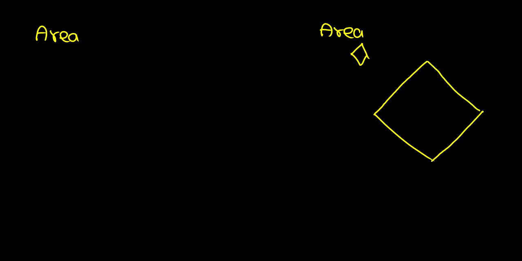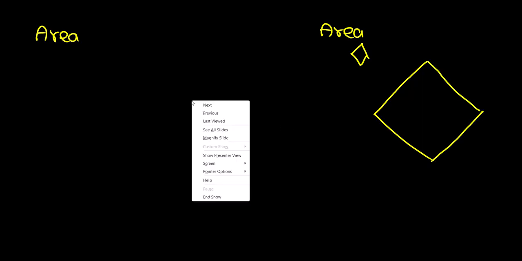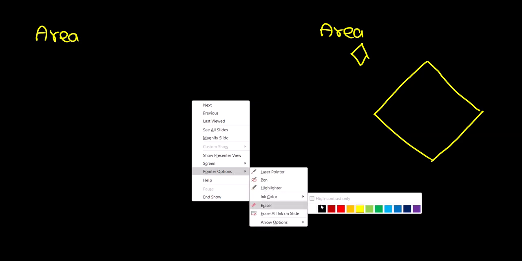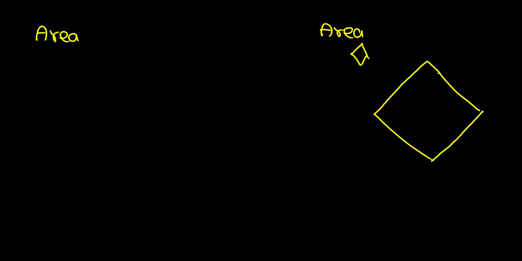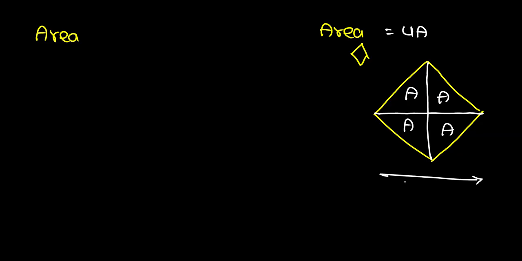So here, area of rhombus. We can divide this into 4 parts. All parts will be of equal area, A. The total will be equal to 4A. If you know one area, multiply by 4 and that is your answer. Then how to find that one area? This is the diagonal, let's say D1. This other diagonal is D2.